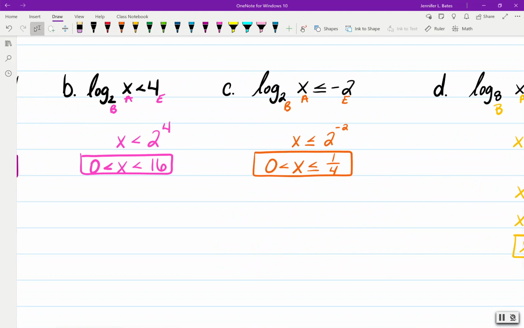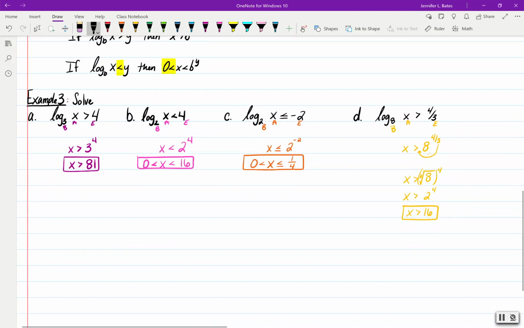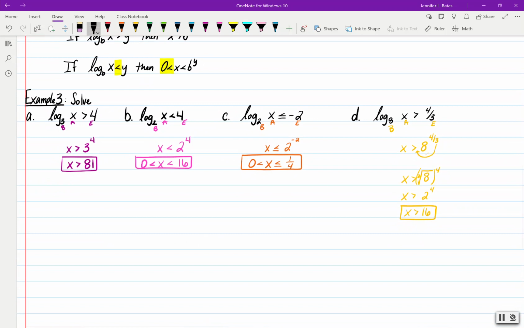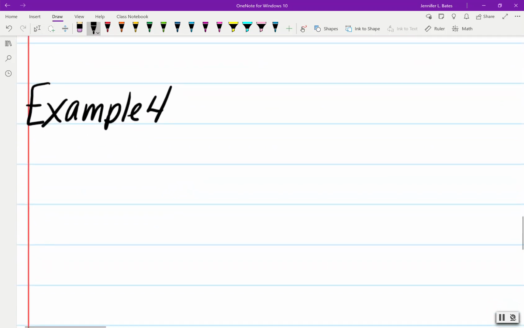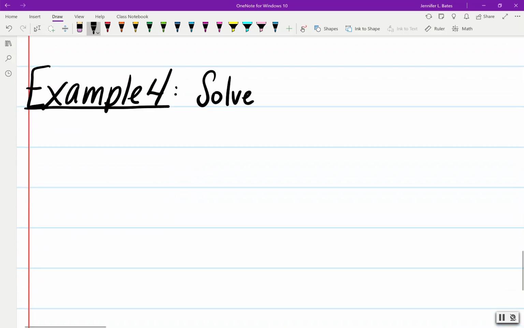Now let's take a look at arguments that are not just x. Okay, so let's go ahead. We will call this example 4. We're going to look at arguments that are not just x. Example 4 again is going to say solve.